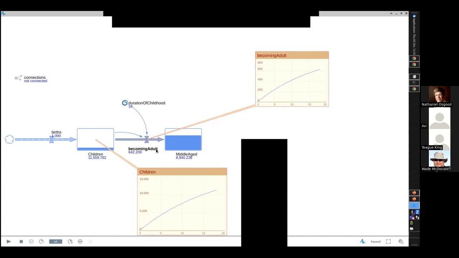How quickly would it be going up? If the rate of inflow is 1,000 and the rate of outflow is 500, how quickly would children be going up? 500 a year. The derivative of this stock would be 500, which means it's going up by 500 a year, right? At the initial time, the derivative is what? The outflow is zero, the inflow is 1,000 per year, so the derivative is 1,000. And if it reached such a level that the outflow is 500 and the inflow is 1,000, the derivative of this stock would be 500, meaning it would be rising at 500 per year.